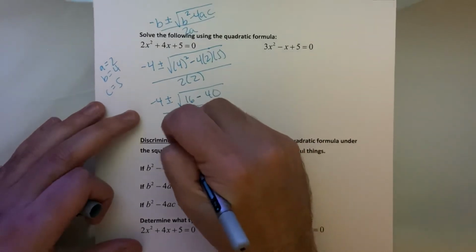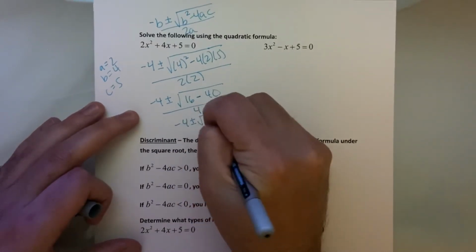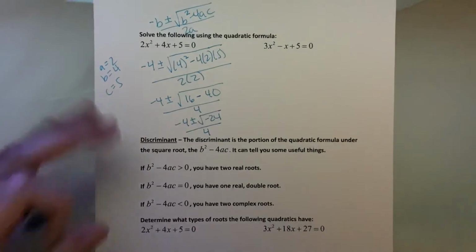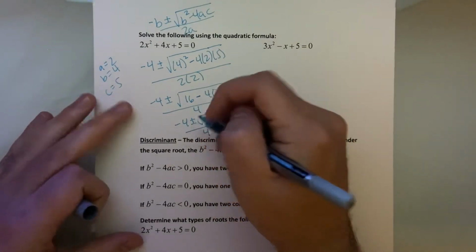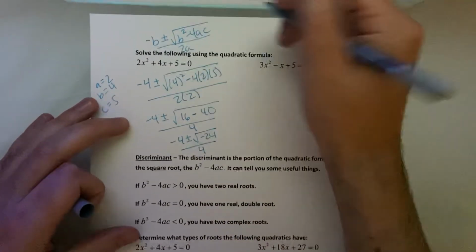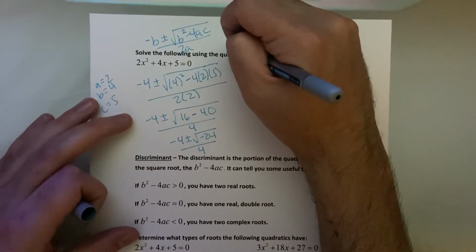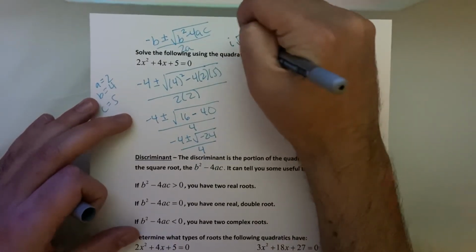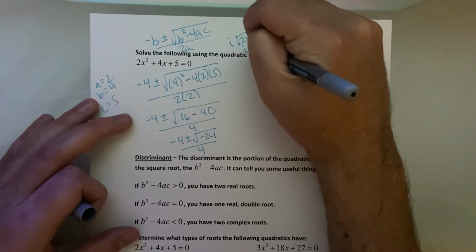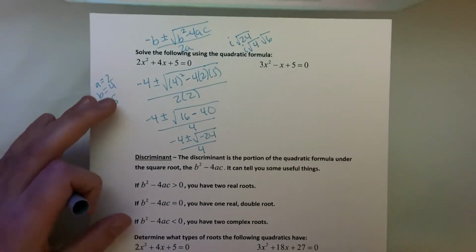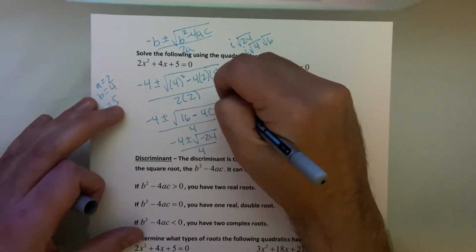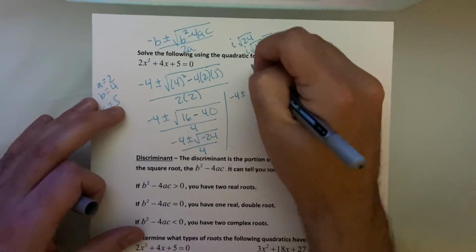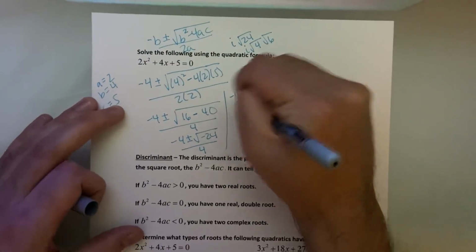16 minus 40 is negative 24. In the past, you probably had to stop here, but we now know what to do with negative square roots because of section 1.3. We pull the i out. So I'm just going to make a little note up here. That would be i times the square root of 24, just i times the square root of 4 times the square root of 6. The square root of 4 is 2, so this whole thing is negative 4 plus or minus 2i square root of 6 all over 4.